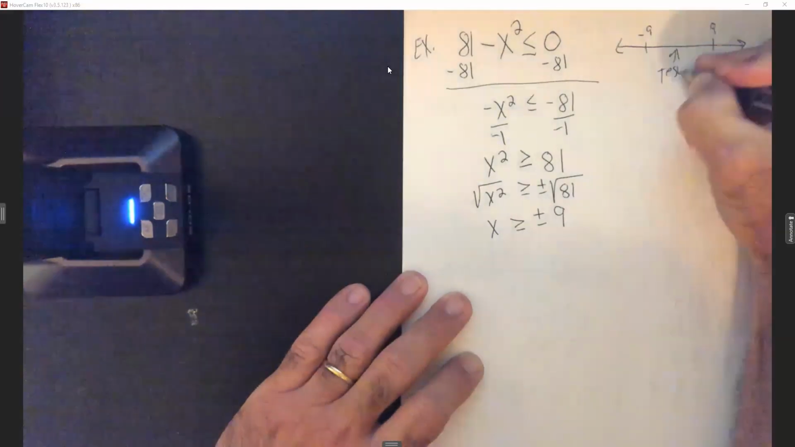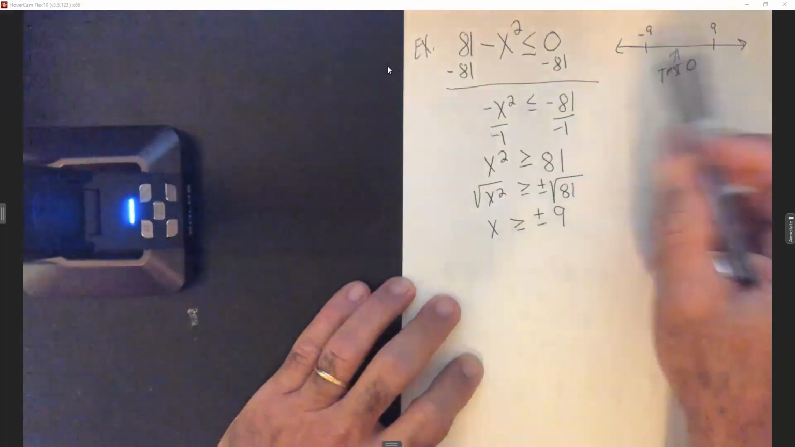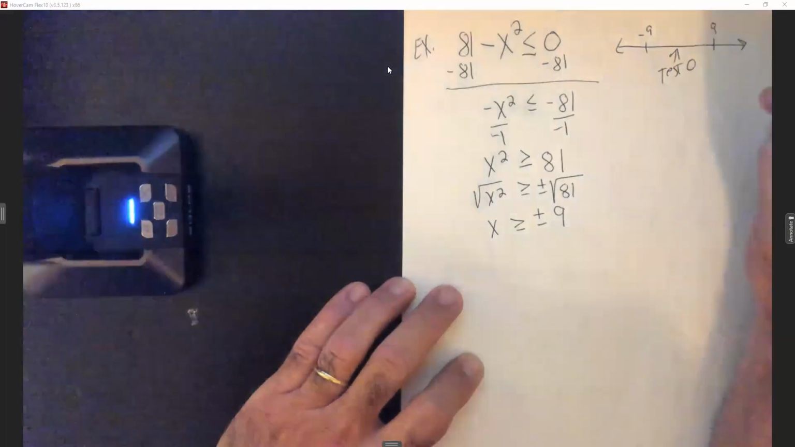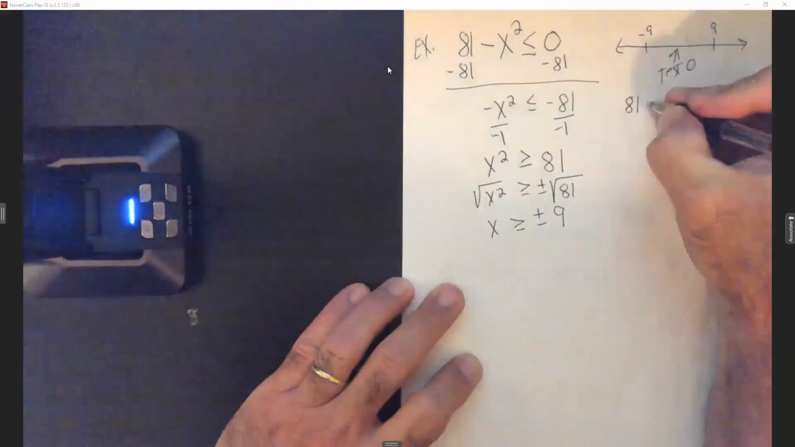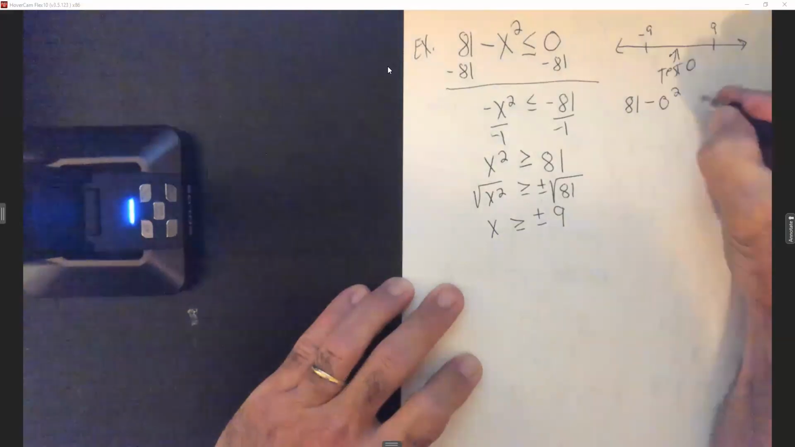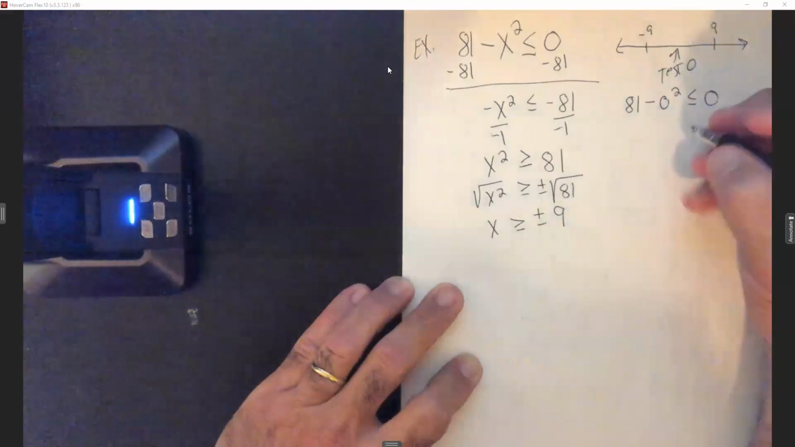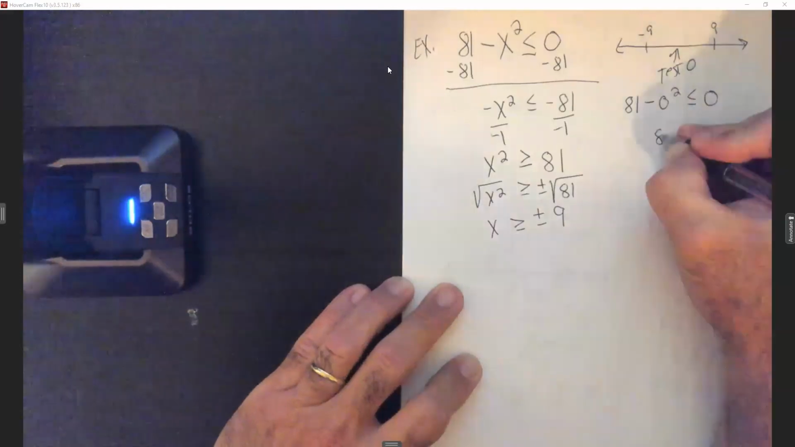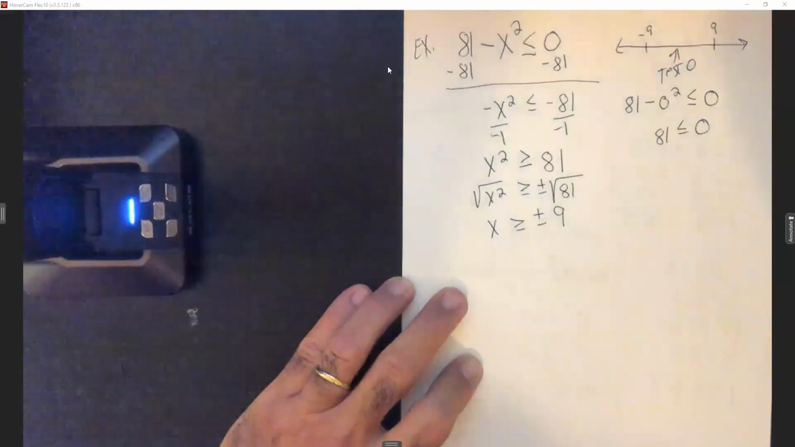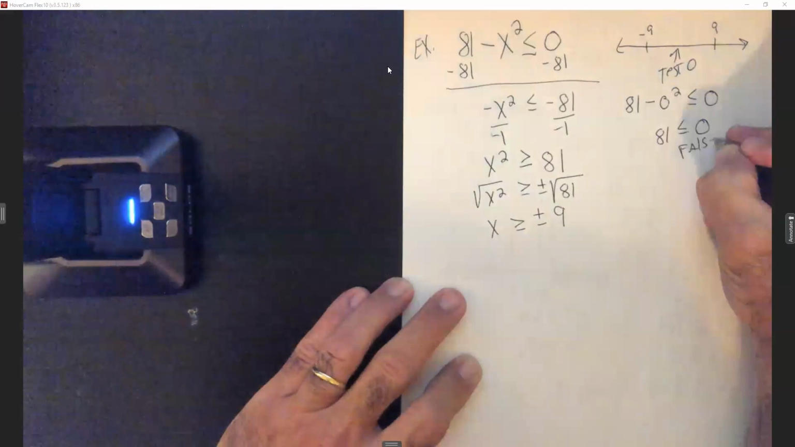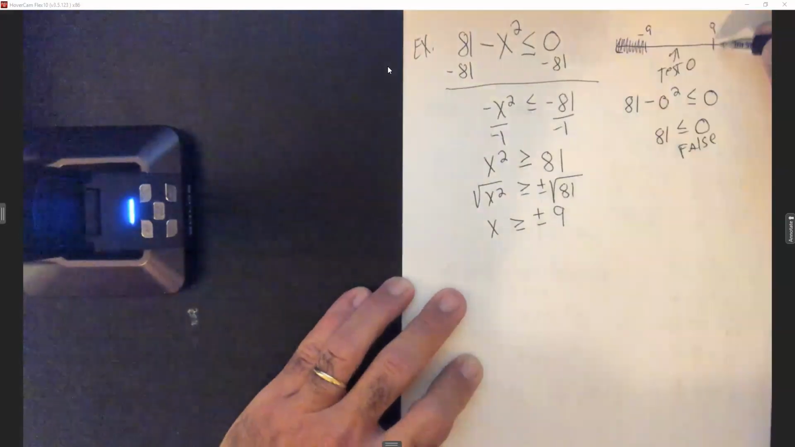And 0 is always in the middle when it's square root stuff, pretty much, because you get one positive and one negative of them, okay? So put a 0 in here. 81 minus 0 squared is going to be less than or equal to 0. Well, 81 minus 0 is 81. Is that less than or equal to 0? That is false. So I'm not going to shade where the 0 is, and I'm going to shade the outsides.